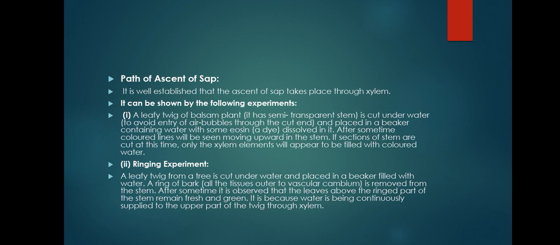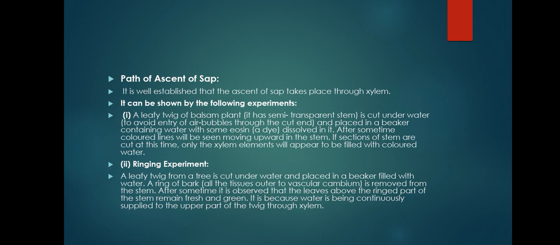After some time, a colored line will be seen moving upward in the stem. If sections of the stem are taken, you can see the xylem elements which will appear to be filled with colored water. And the second experiment to show the path of ascent of sap is the ringing experiment.